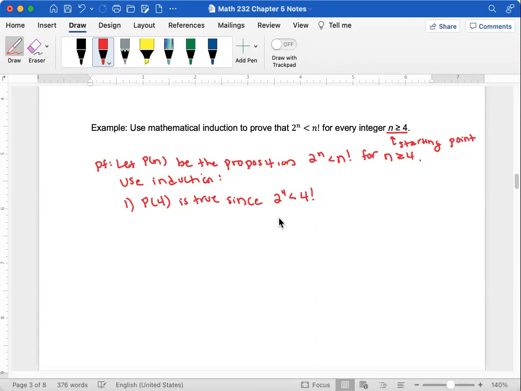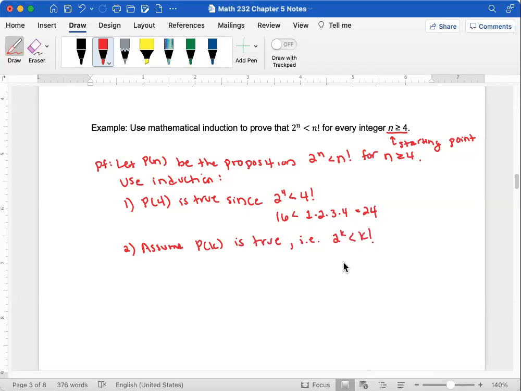Because remember, 2 to the 4 is 16, and 4 factorial is 1 times 2 times 3 times 4, which comes out to 24. And 16 is definitely less than 24. Woohoo! Done. Now we're going to assume P of k is true. In other words, 2 to the k is less than k factorial.